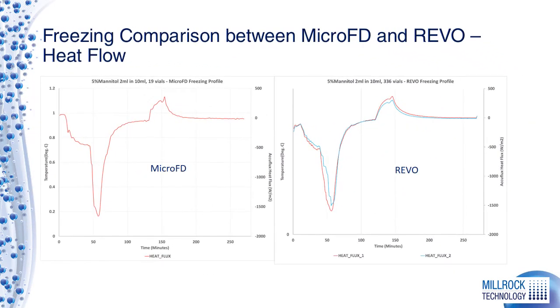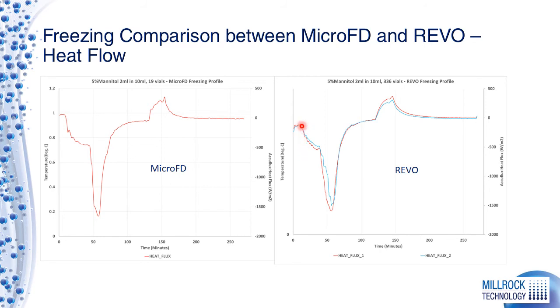If we take a look at the heat flow profile between the two, it's very telling. We can see that the heat flow profile in the MicroFreeze dryer drops down as the product is crystallizing and freezing, and comes back up till it's stable. And then we add the annealing step here, where the heat flow goes up, comes back down and stabilizes, and we've reached the end of our annealing process.